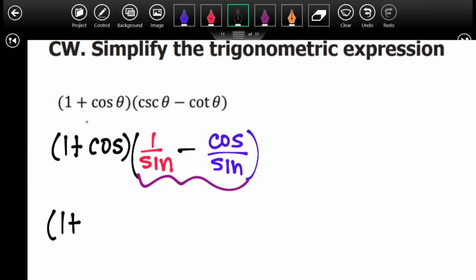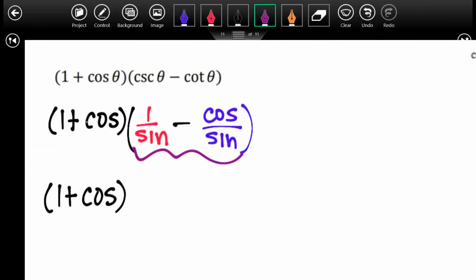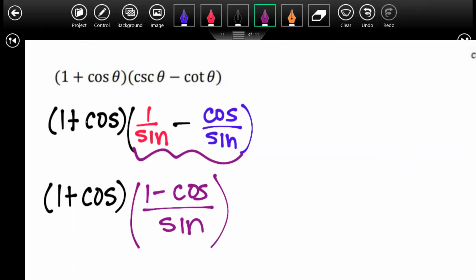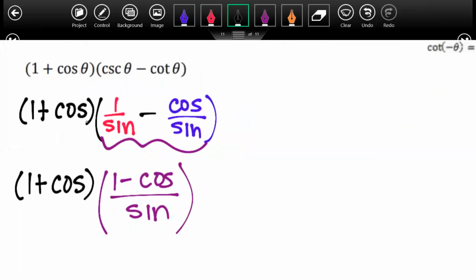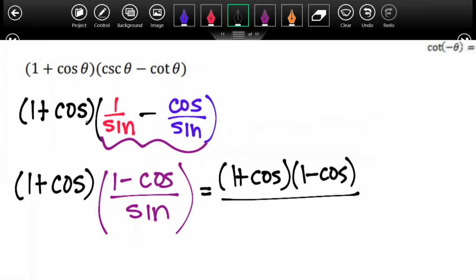We can convert this into one fraction. We want to make it as small as possible. They contain the same denominator, sine and sine. So we're just going to get 1 minus cosine over, we're just reducing. We're finding a common denominator. I'm going to go ahead and write them together underneath the same fraction.